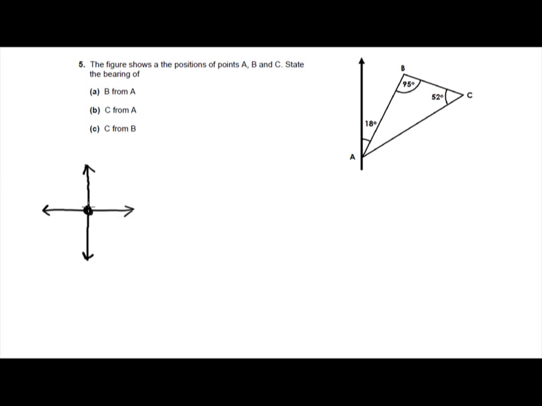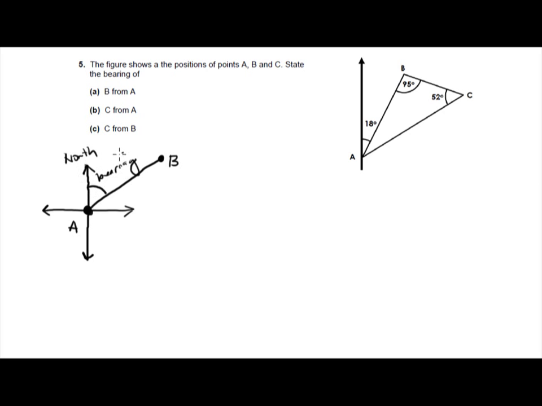So if this is the main object, the reference object, and there's another object here, let's call this A, and then let's call this B. With reference to A, the bearing of B from A is measured from the north axis going to this line. So this is the bearing, the measure of the angle from the north axis to this line.